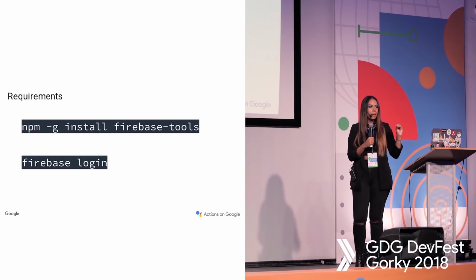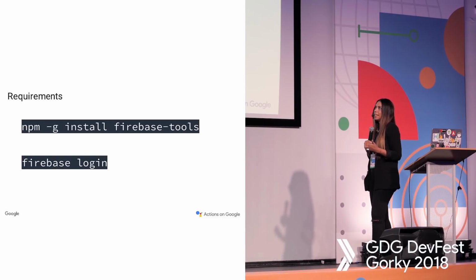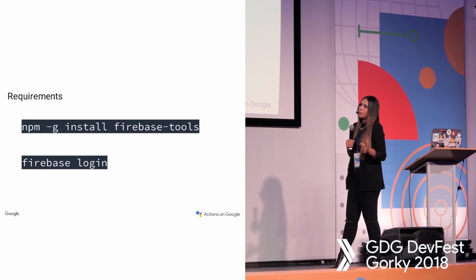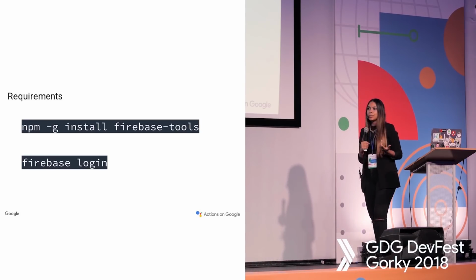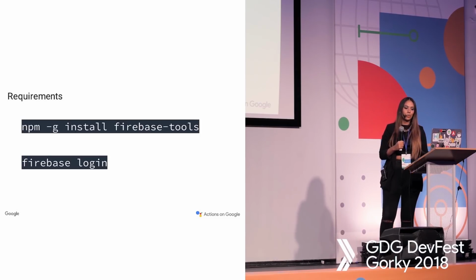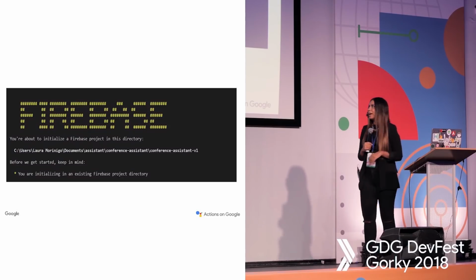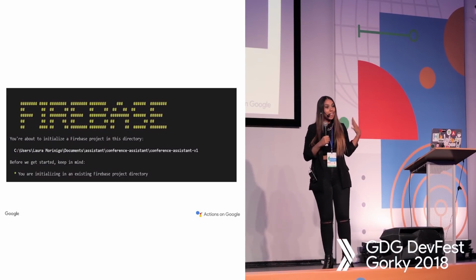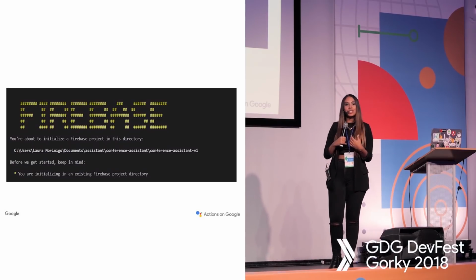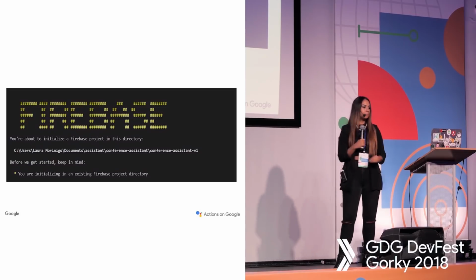So what do we need, basically? If you didn't use Firebase, first of all, you need the Firebase CLI. Remember, you're going to use npm to install Firebase tools. Second, of course, we need to log in. Once we log in, this is my console, as you can see. And then, second, you need to connect your Actions on Google with Firebase.